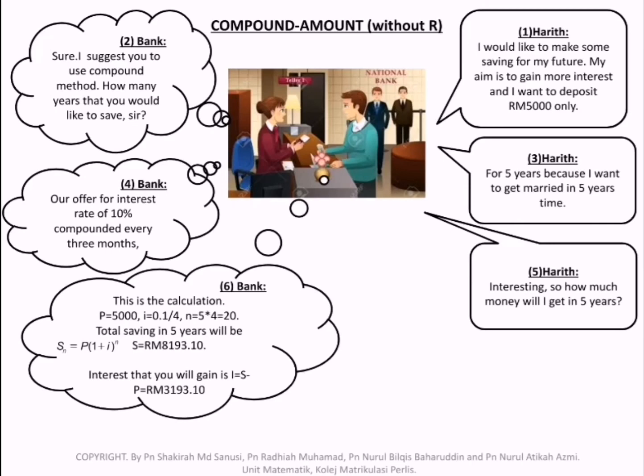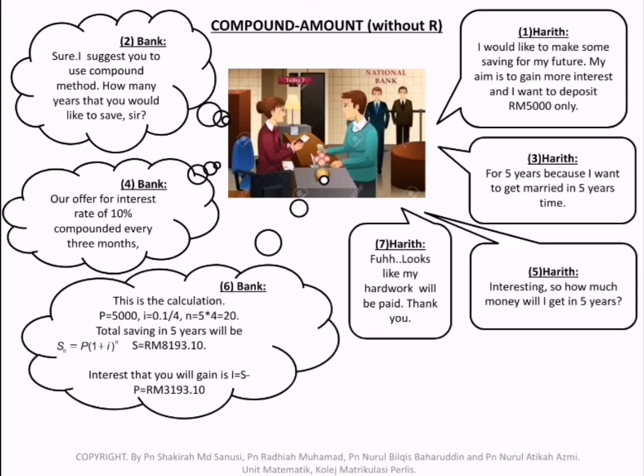So your total saving in 5 years will be calculated using this formula, which is Sn equal to P bracket 1 plus I power of N. Your S will be RM 8,193 and 10 cents. That means the interest that you will gain is I equal to S minus P, equal to RM 3,193 and 10 cents. Looks like my hard work will be paid. Thank you so much. Welcome.